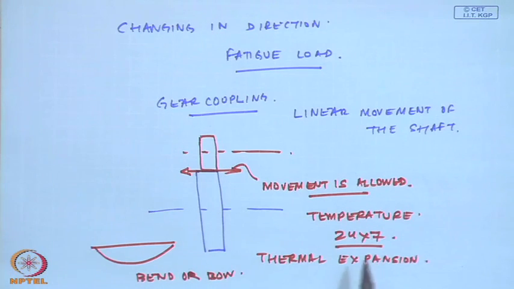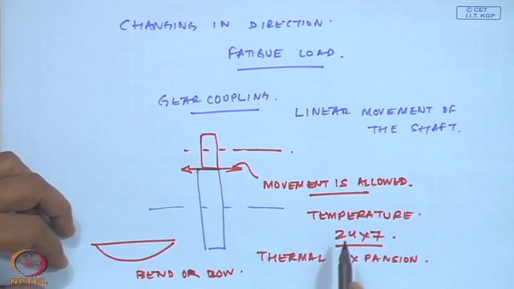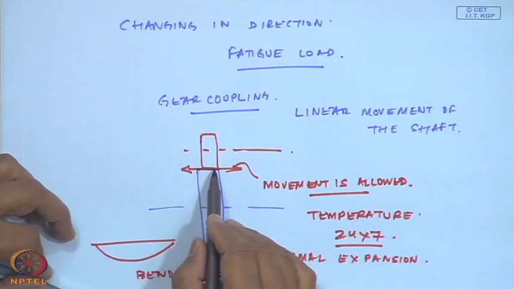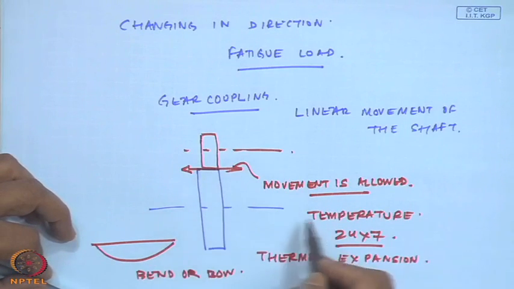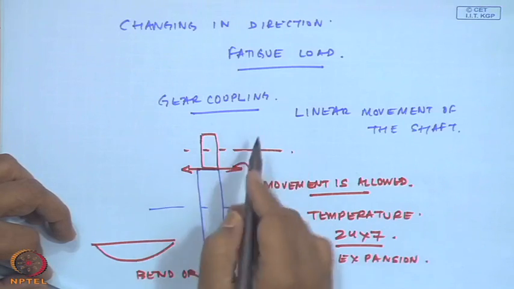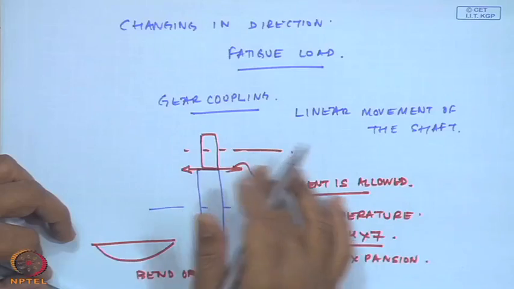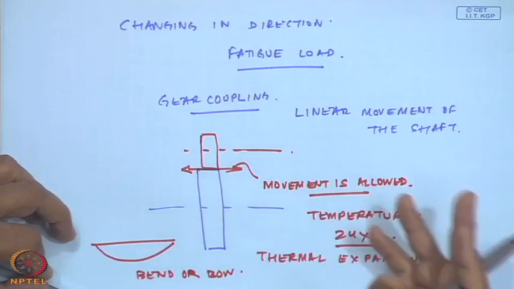So, to allow for such thermal expansions, usually gear couplings are used. Once the thermal expansion happens, they will expand and then they will slide, and this could be a few mils, very few microns, but nevertheless they are going to take care of this.